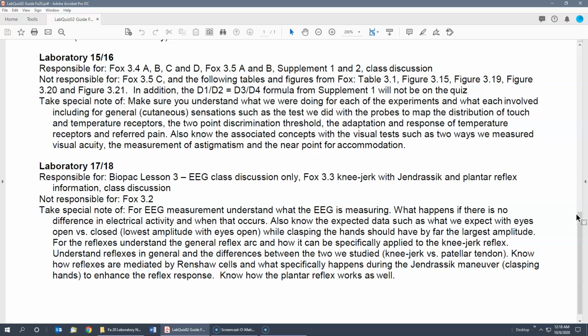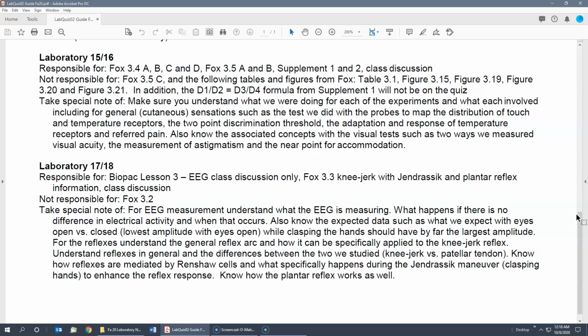So things you should really understand is, in basic terms, what we're doing for each experiment, what's involved, such as what's the test, what did we look at, what do we expect, and what are the associated physiological outcomes.